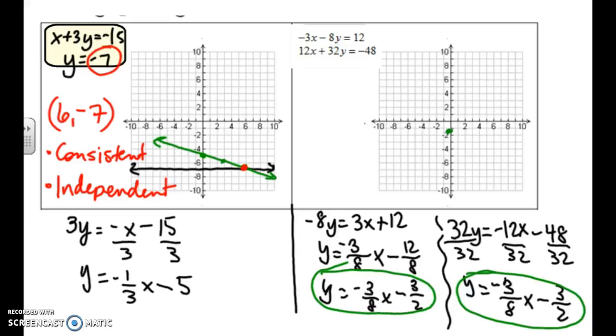And here's where you got to be a little bit careful. So you're going to go down 3 steps. So you're always at a half mark. Down 1, 2, 3 puts me between -4 and -5. And then you have to go to the right, 1, 2, 3, 4, 5, 6, 7, 8. So you're at (8, -4.5). And so we know in this particular case that they are consistent and dependent, and there are infinitely many solutions.